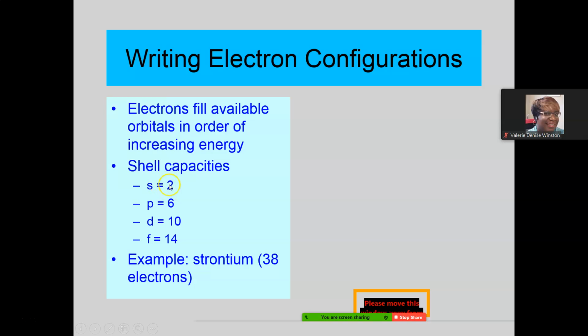sublevel, but it can have 2 electrons. p has 3 sublevels, 2 electrons each, so its capacity is 6. d is 5, twice that for 2 electrons per sublevel, and then f is 7, twice that is 14. So this is going to show you how strontium electrons fill up.